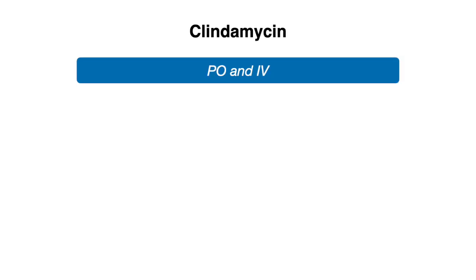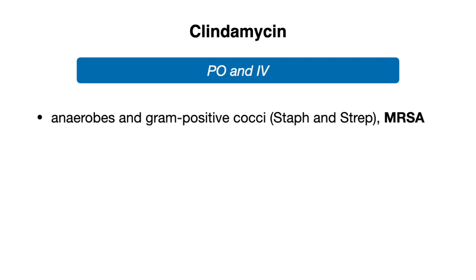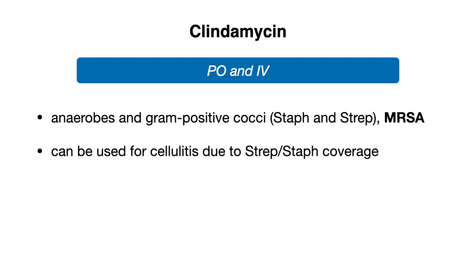Let's now move on to our final 2 antibiotic agents that are really good when it comes to anaerobic coverage. We'll start with clindamycin, which, as you said, is different from your tetracycline class, and this comes in a PO and an IV version. Along with covering for anaerobes, clindamycin is used to cover gram-positives like staph and strep, as well as MRSA. Because it has adequate strep and staph coverage, it can be used to cover for cellulitis.